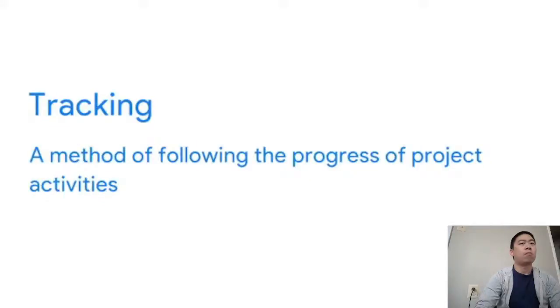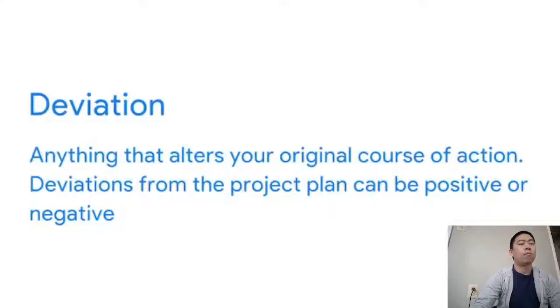Tracking, by definition, is a method of following the progress of a project's activities. Measuring project performance regularly to identify deviations from the project plan can help ensure that the project stays on track. A deviation is anything that alters your original course of action. Deviations from the project plan can be positive or negative.